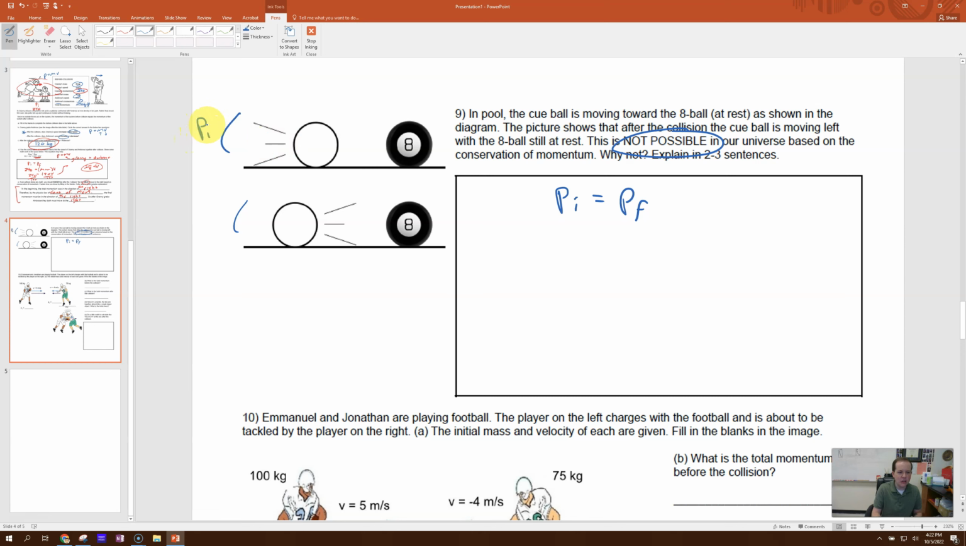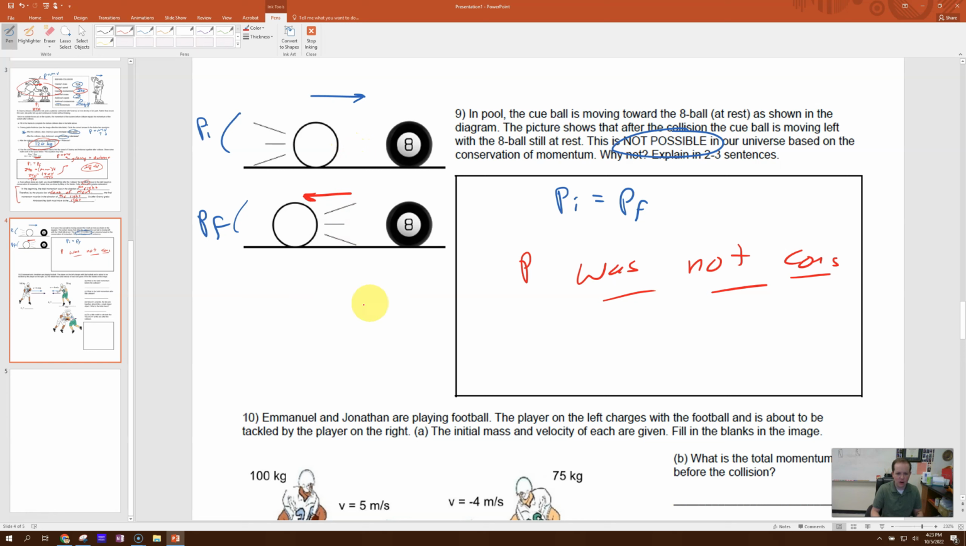In the beginning, P initial, what direction is the momentum? The momentum is to the right. So after the collision, if momentum is conserved, it should still be to the right. But look right here. Afterwards, what's the direction of the momentum? It's to the left. Was momentum conserved? No. Momentum was not conserved in this example. That's why it's not possible. I don't have the same right momentum as I ended up with.